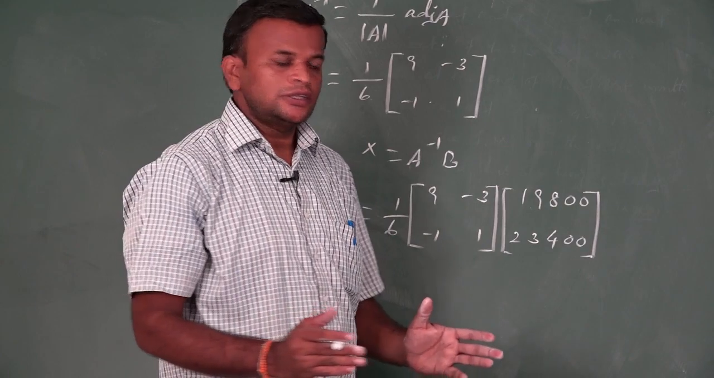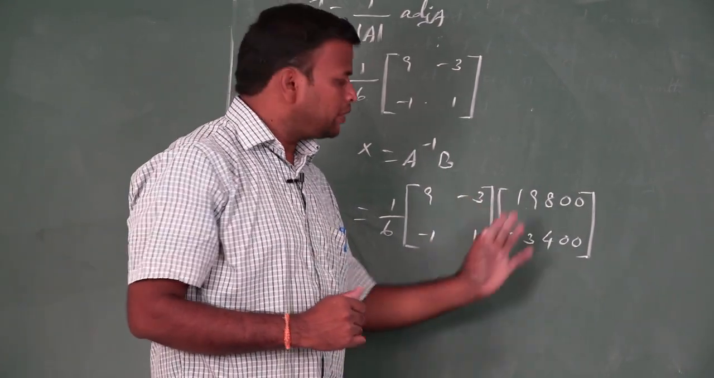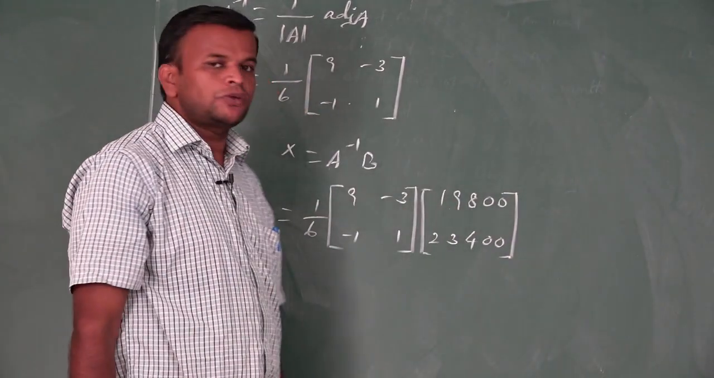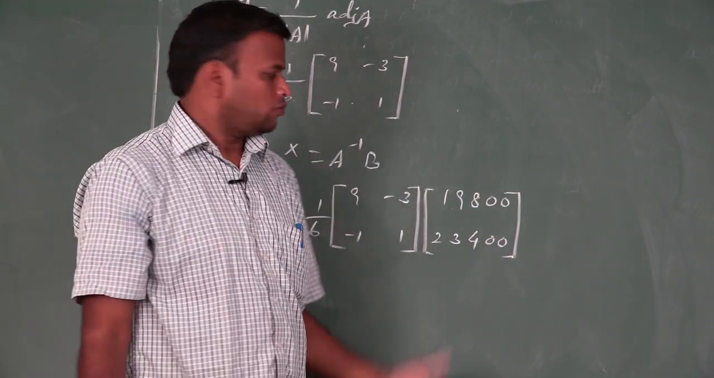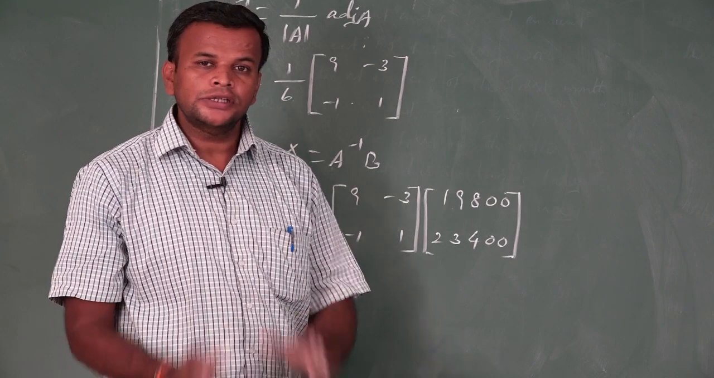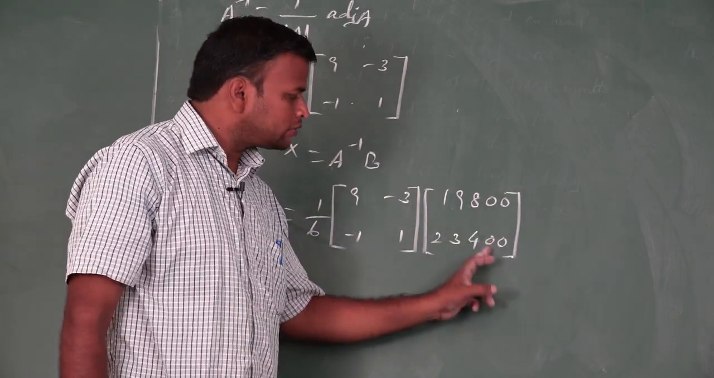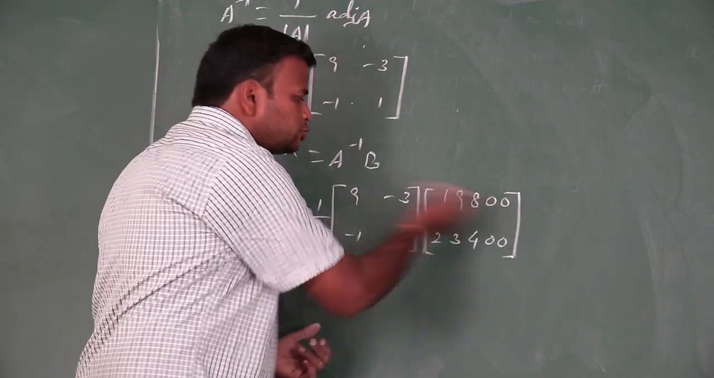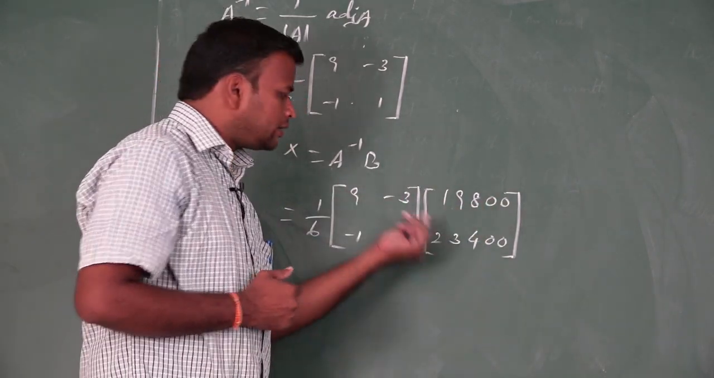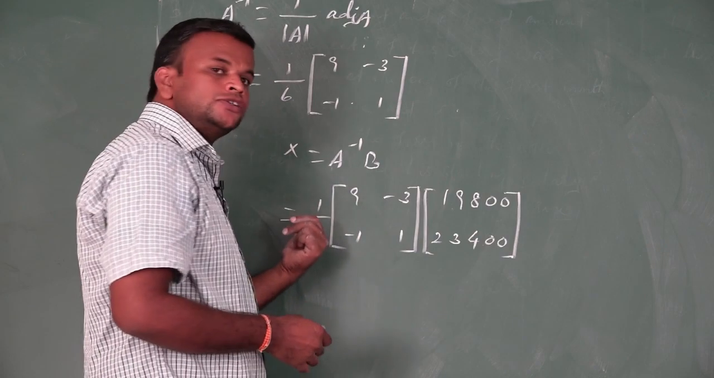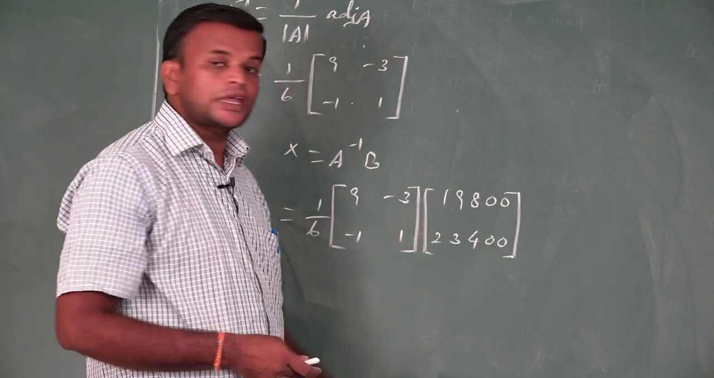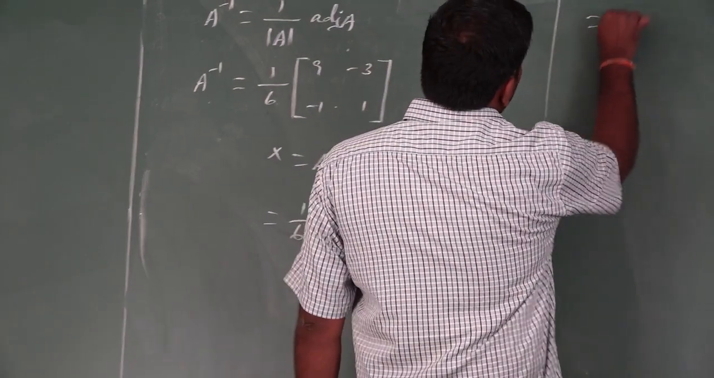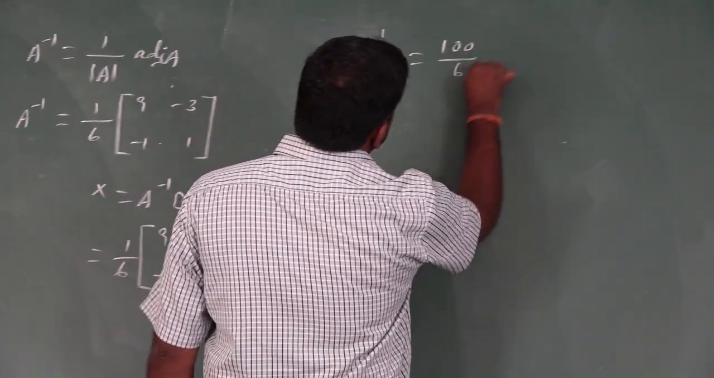So first, if there is any chance to reduce, we will take the common factor outside. You see in these two matrices, one number is common. You identify one number is common. The number is 100 because in both terms 2 zeros are there. So the first step, I will take 100 from this matrix. I will take 100 in the second matrix. So it becomes 100 by 6.